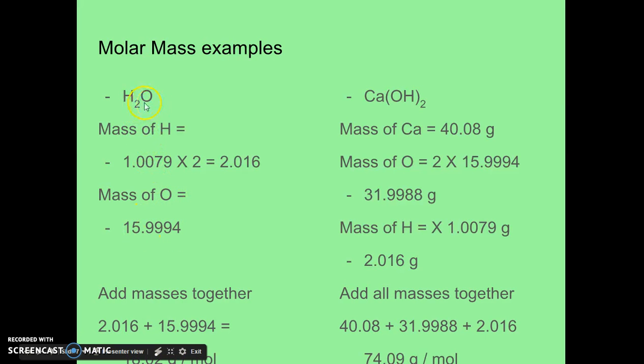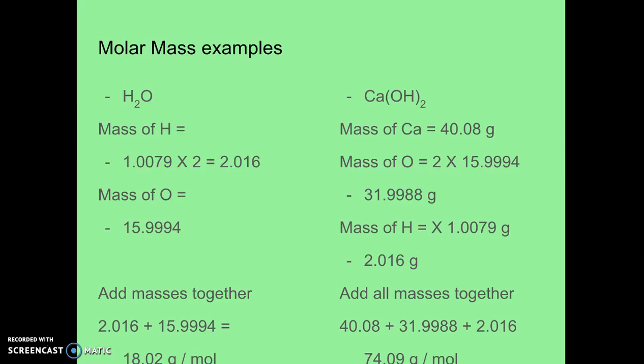These numbers tell me how many moles I have. So I have 2 moles of hydrogen. I have 1 mole of oxygen. And then all I have to do is take the hydrogen and the oxygen and add them up. So 2.016 plus 15.9994 equals 18.02 grams per mole. So if I said, go weigh me out 1 mole of water molecules, which would be 6.022 times 10 to the 23rd water molecules, it would weigh 18.02 grams on a scale.